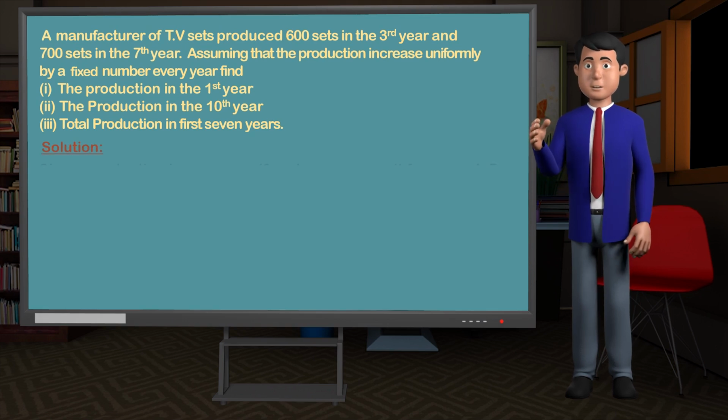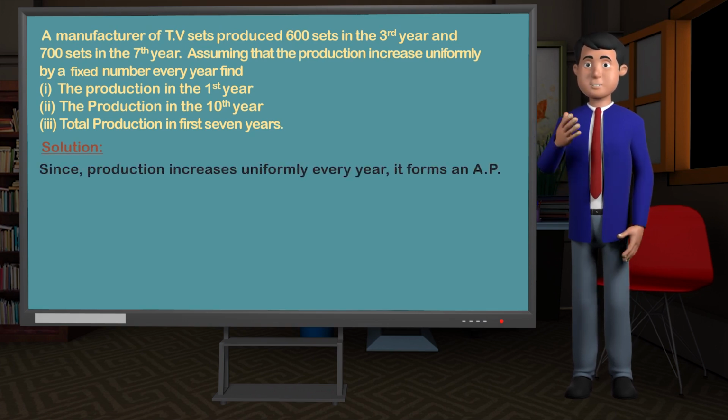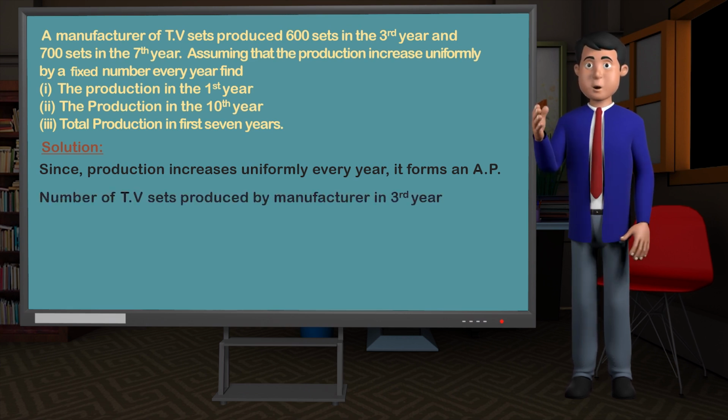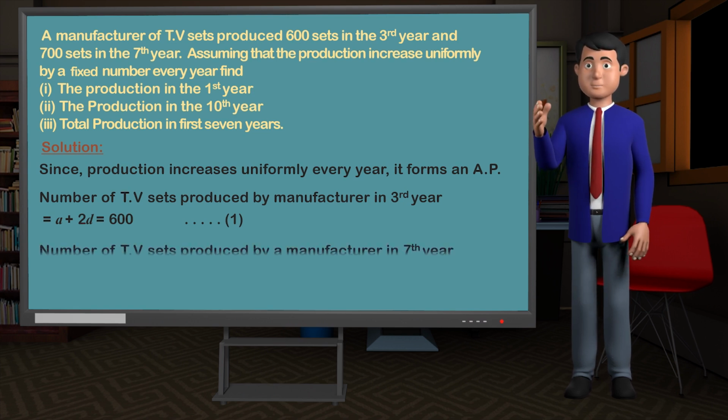Solution. Since production increases uniformly every year, the sequence formed by the production in different years is an AP. Number of TV sets produced by the manufacturer in the third year is equal to a plus 2d, that is equal to 600. Let us take this as equation 1. Number of TV sets produced by the manufacturer in the 7th year is equal to a plus 6d, that is equal to 700. Let us take this as equation 2.